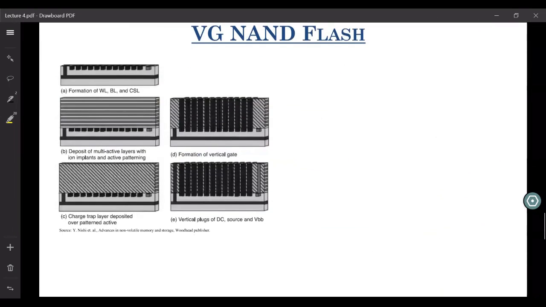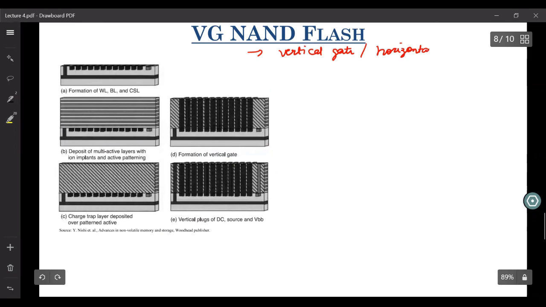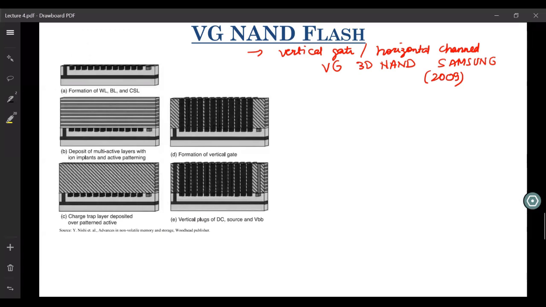Samsung was kind of the pioneer, I would say, of this kind of vertical gate, horizontal channel, which is also known as VG 3D NAND. It was first introduced by Samsung in 2009. So parallelly, you see, it was also working on this vertical gate as well as on vertical channel. So this is how these industries are innovating.